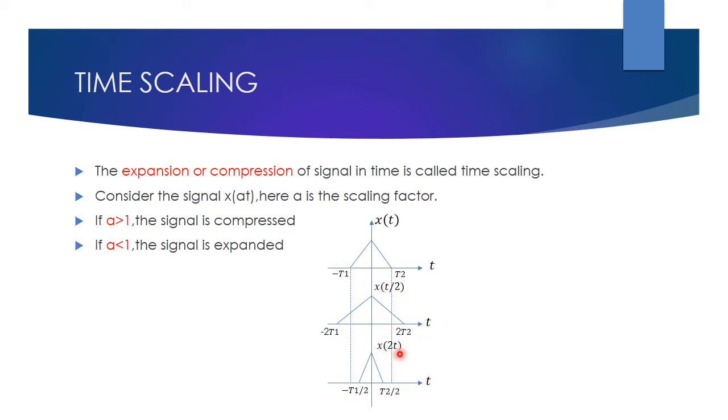Here x of 2t means here a value is equal to 2. A is greater than 1. So the signal is compressed. So here to find this limit, we have to divide this limit by a. Here t1 divided by 2, since a value is 2 here, t1 divided by 2, t2 divided by 2.